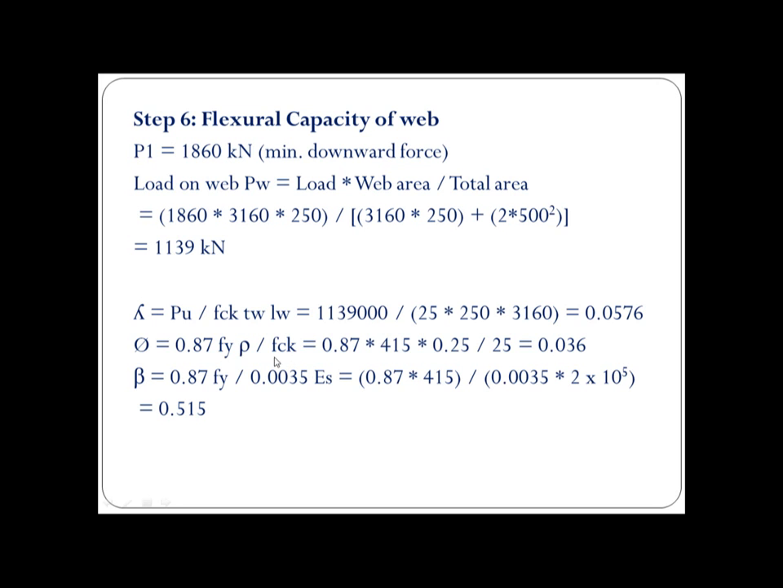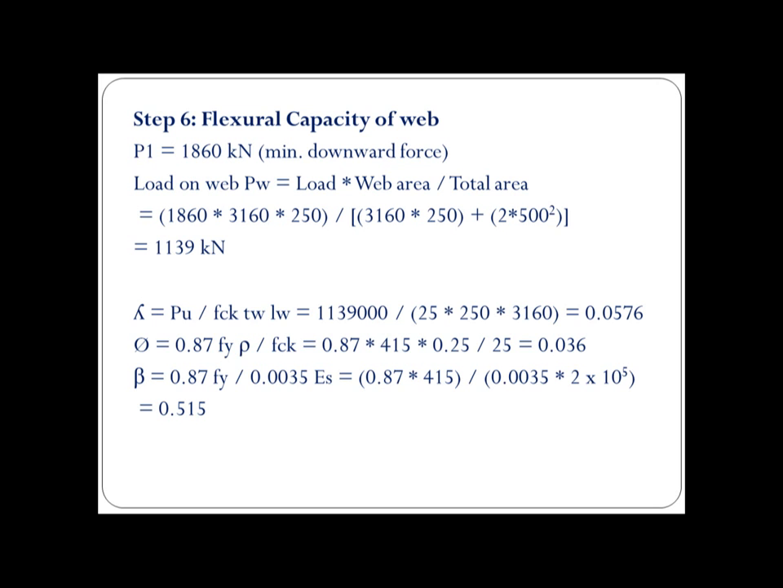And here, calculating lambda, PU represents the axial load on web, fck the grade of concrete, tw represents the thickness of web, which is 250 mm, and lw represents the length of the web, which is 3160 mm. So this lambda works out to 0.0576, and phi is 0.87 fy rho upon fck. fy is 415 grade steel, and rho is the pt provided, that's the percentage of steel provided. fck is the grade of concrete. So phi works out to be 0.036.